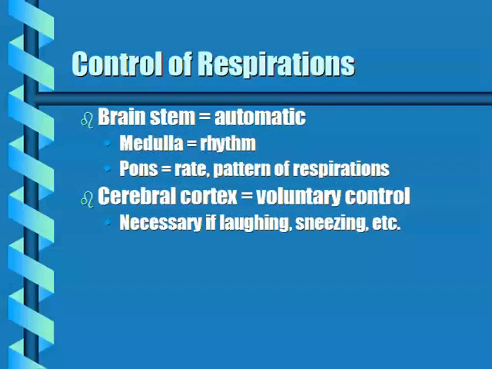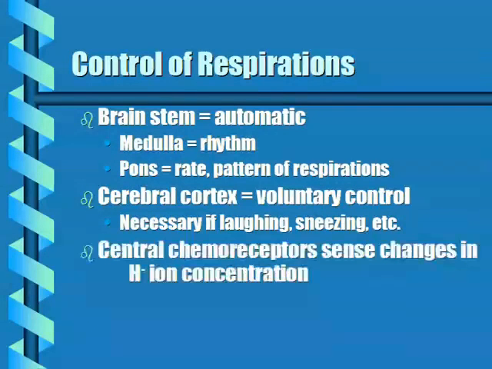Your central chemoreceptors sense changes in your hydrogen ion concentration and in your PaCO2. Now, they're central chemoreceptors, so they're located near the medulla. They're central to the brain. They sense your PaCO2 that's in the cerebral spinal fluid. It'll increase your hydrogen ion concentration. That will increase your respirations. And this is a long-term effect. So this takes quite a while for this to take effect.